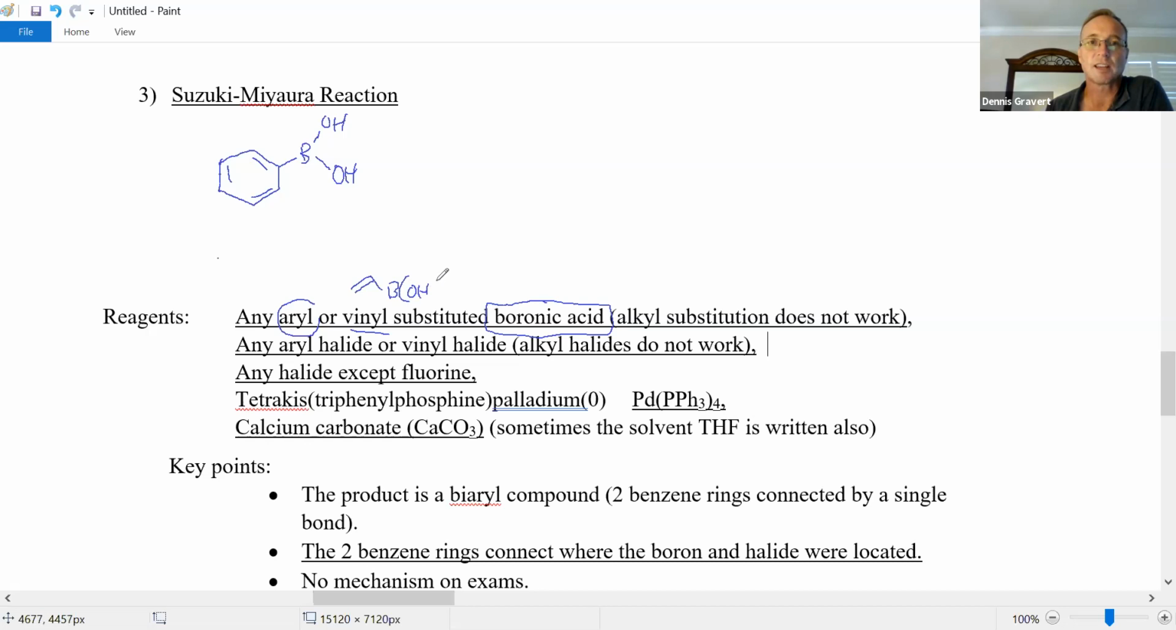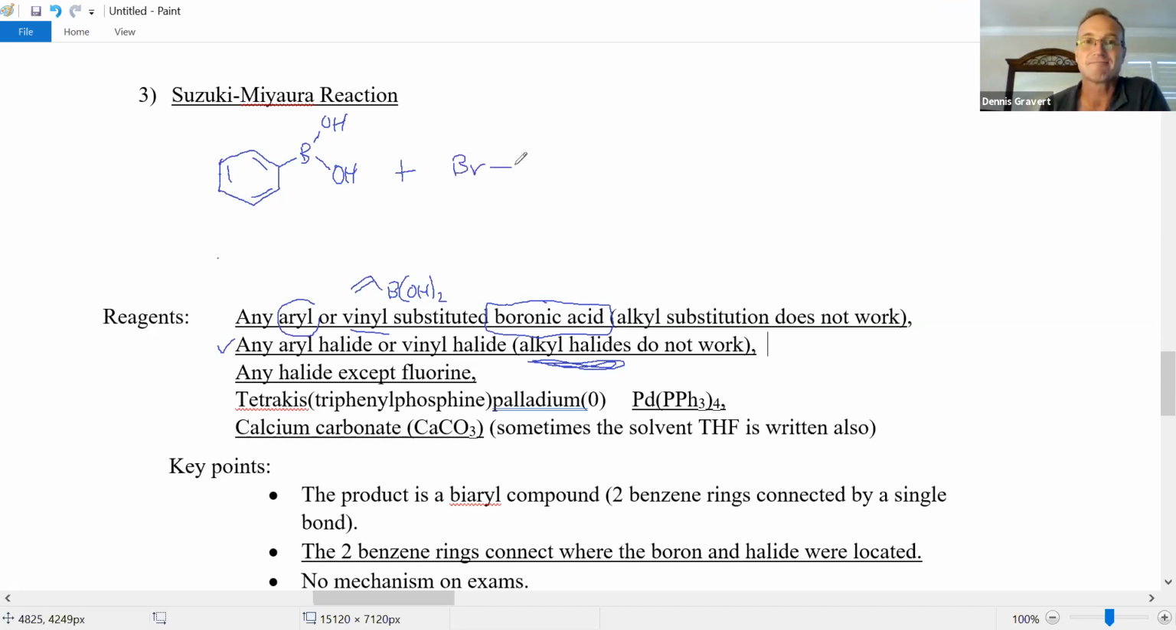You might see it drawn like this. Say, hey, there's boron with 2 OH groups and a vinyl group or an aryl group. And then you bring in the second molecule, any aryl halide or vinyl halide. And oddly enough, this whole unit 3 involves alkyl halides. Nope, Suzuki-Miyaura reactions don't use alkyl halides. Chemistry, exceptions upon exceptions.